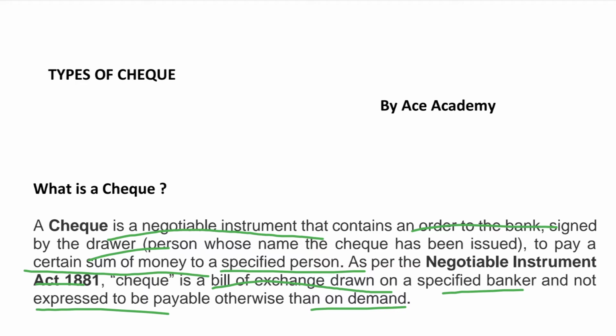So, the check is drawn by a drawer. The person who writes the check is said to be a drawer. The specified person whose name is mentioned in the check is called a payee. According to the Negotiable Instruments Act 1881, a check is a bill of exchange drawn on a specified banker. So, the check will contain a specified banker's name like ICICI or SBI, and it is not payable otherwise than on demand.